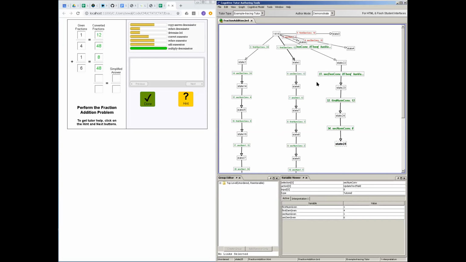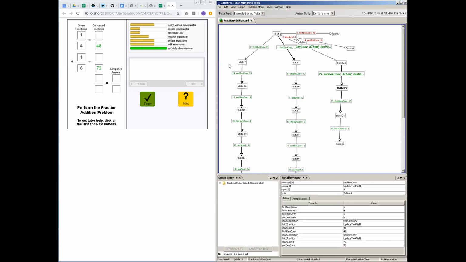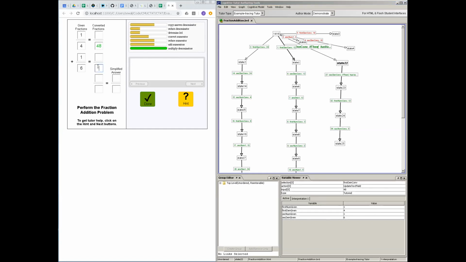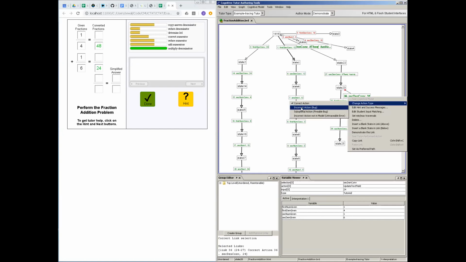We can also, for instance, consider that perhaps the student makes a mistake. So after entering the correct numerators, the student enters a nonsense value. So I have different demonstrated values here. Let's start here. Perhaps the student enters a different but legal common denominator here. Well, initially that begins as a correct step, but we can change it to be incorrect.